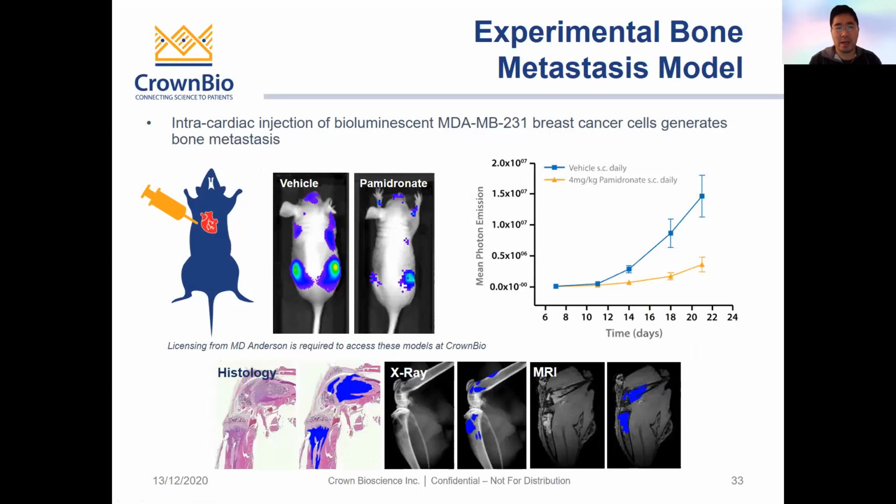So what we have done is we have inoculated the cell line intracardiac. So the bloodstream will carry cells around the body. They will settle at bone and develop bone lesions. And again, this can be monitored with BLI imaging.